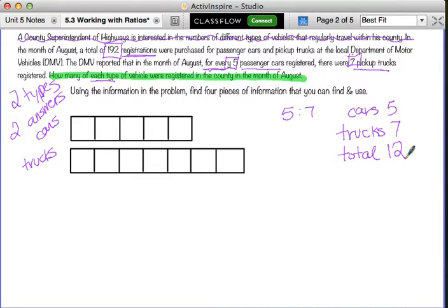Now remember, this is my simplified ratio because we're not going to sit on the highway and count the number of cars and then count the number of trucks. I really would hope that you had something better to do with your day. But who knows, you might really like cars and trucks.